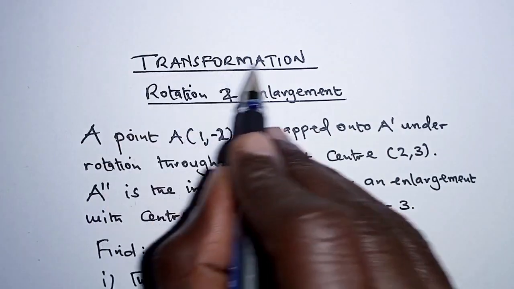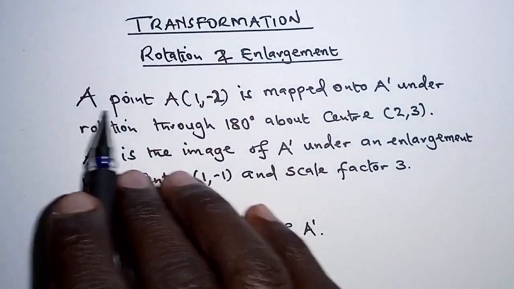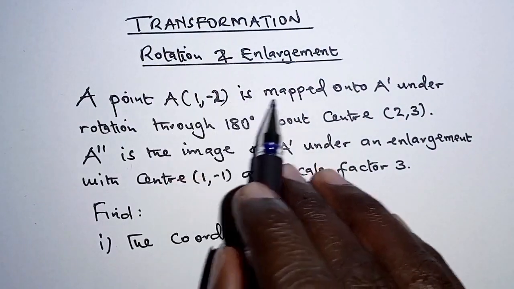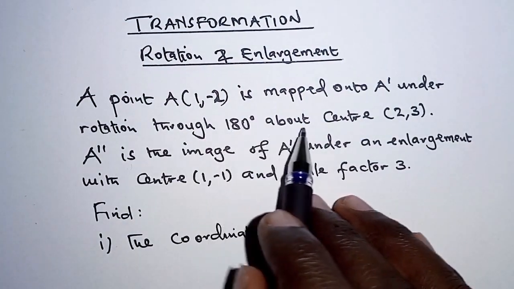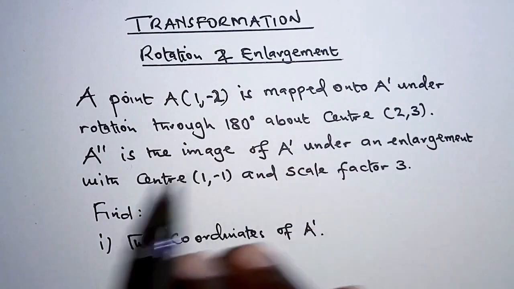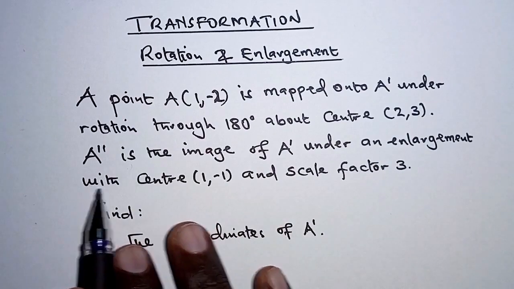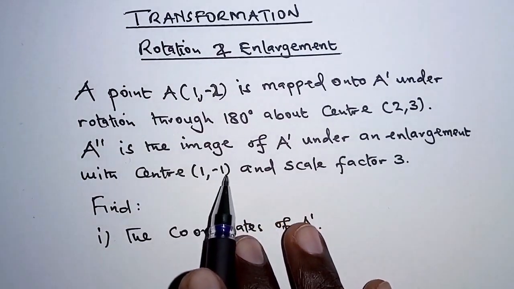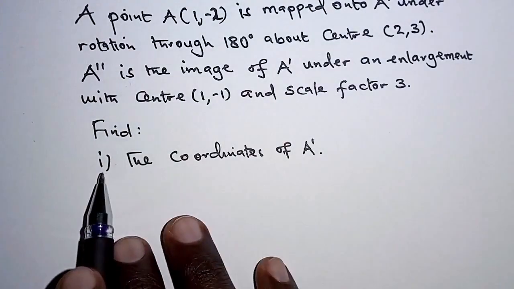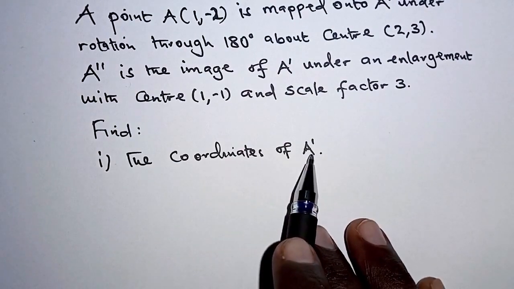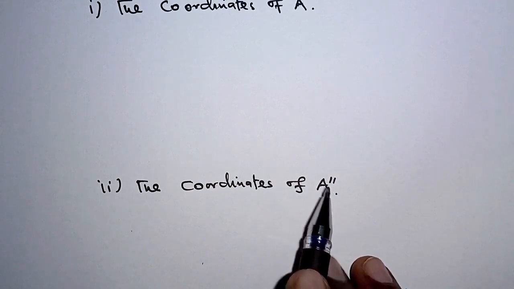Today's video is about transformation, rotation and enlargement. A point A (1, -2) is mapped onto A prime under rotation through 180 degrees about center (2, 3). A double prime is the image of A prime under an enlargement with center (1, -1) and scale factor 3. Find (i) the coordinates of A prime, (ii) the coordinates of A double prime.